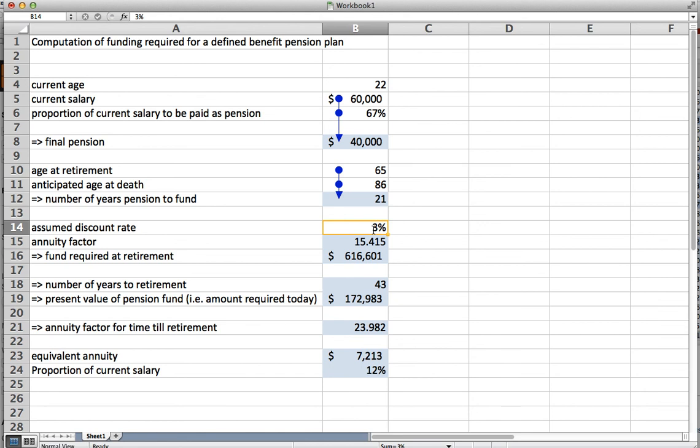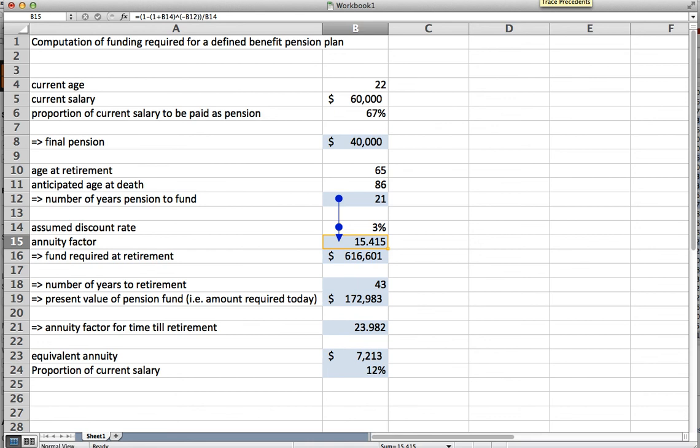And then based on that, we can compute the annuity factor. I've put in the formula for it, but it essentially depends on how many years there are to go, which in this case is 21. We've got 21 years. The discount rate, interest rate is 3%. That's going to give us an annuity factor of 15.415.